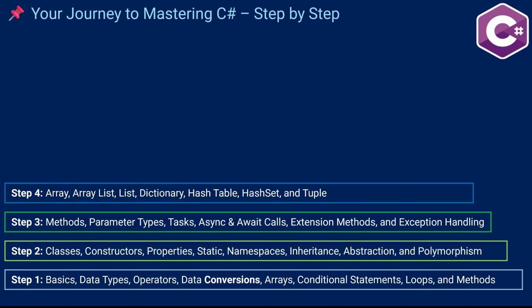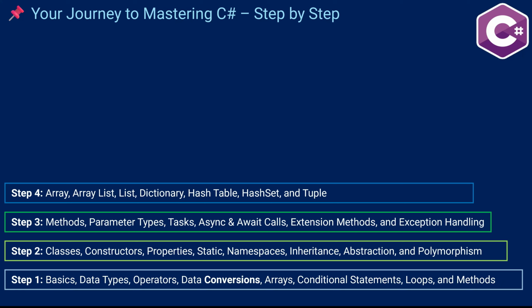Next, step 4, collections and data structures. Data is so important, data is everything, but managing it is a real skill. In this step, we will cover arrays, array lists, dictionaries, hash tables, hash sets, and tuples. These are essential data structures that help store and organize information efficiently.